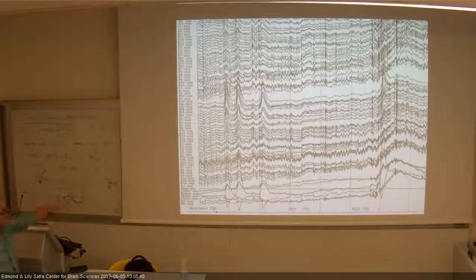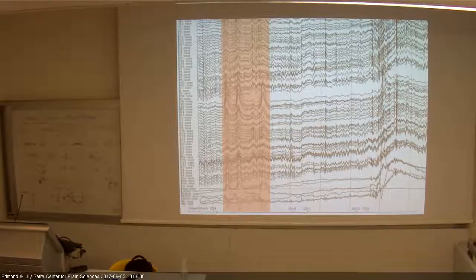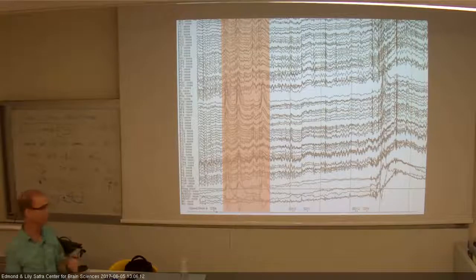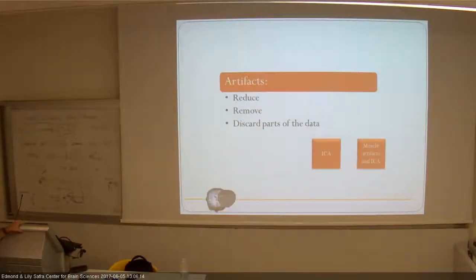So this is what EEG looks like when you run it. And you can already see that you have these big spikes, like this one and this one and this one, and these are blinks. These are cases when the subject blinked. All of this is going to be really difficult to analyze because of these huge potentials relative to the small potentials that we want to measure. So what do we do about artifacts?